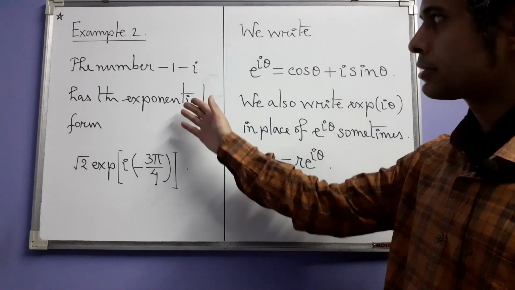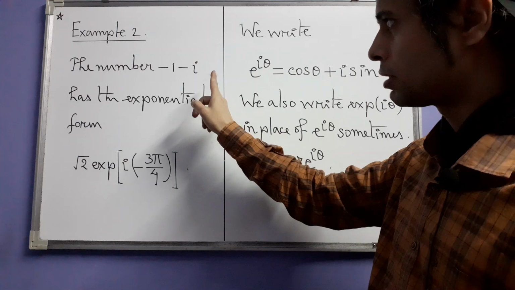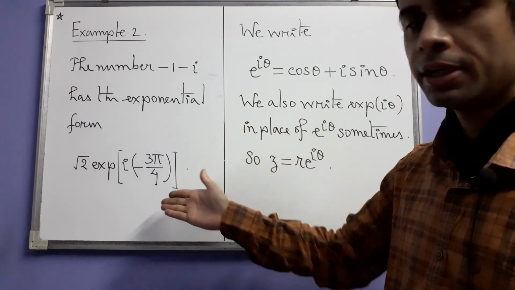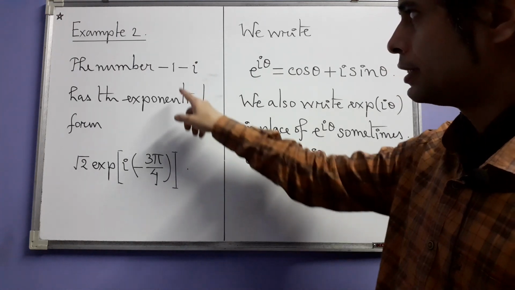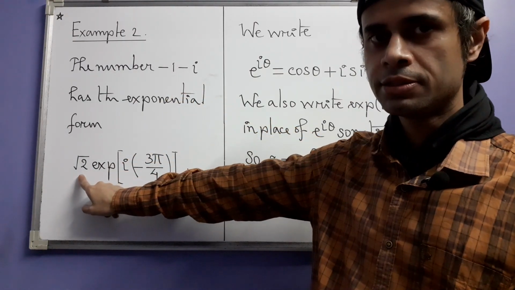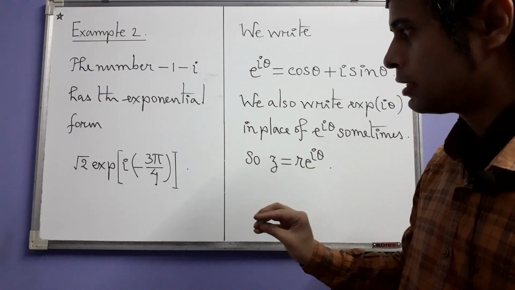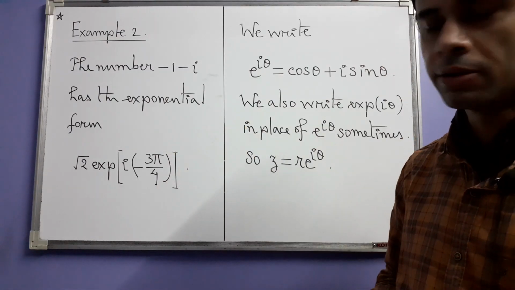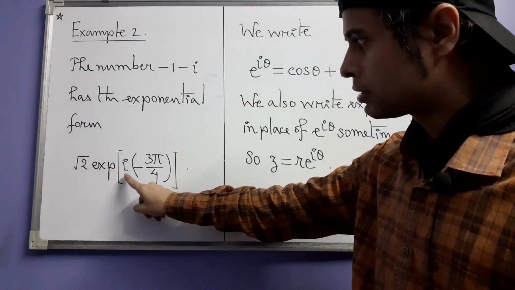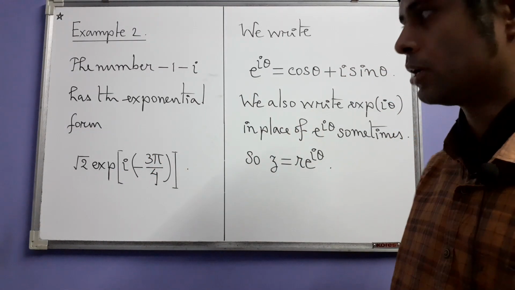So in this next example, if we consider that same number from example 1, that is minus 1 minus i, then it has the following exponential form. It is pretty easy to see that for this number the absolute value is square root of 2, which is the value of r, and for theta we can choose the principal value. So exp of i times minus 3 pi divided by 4, which was the principal value.